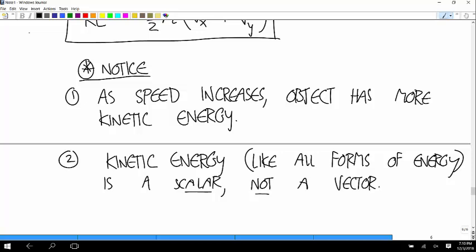You know, when you talk about a force, you apply a force of 50 newtons in that direction or whatever. But there's no such thing as an object having energy in this direction or energy in that direction. It's just something it has, like mass. Okay. So energy is directionless.